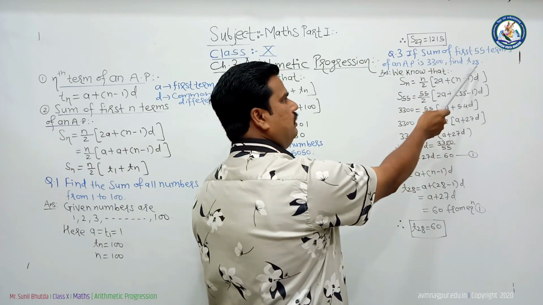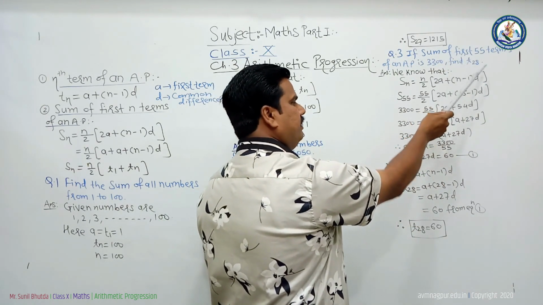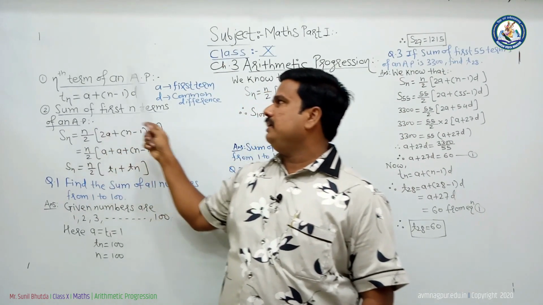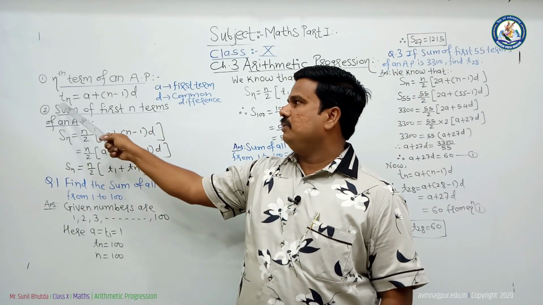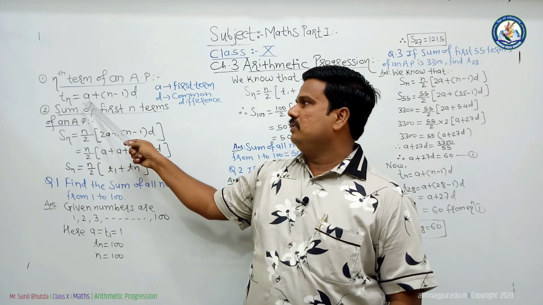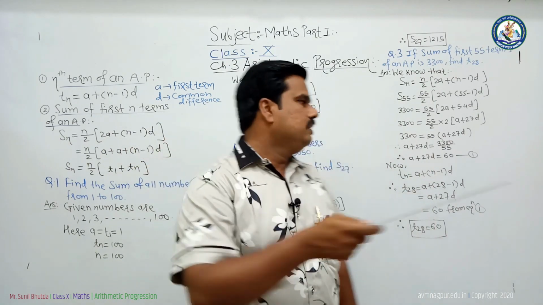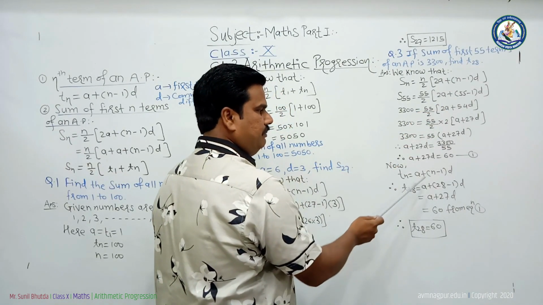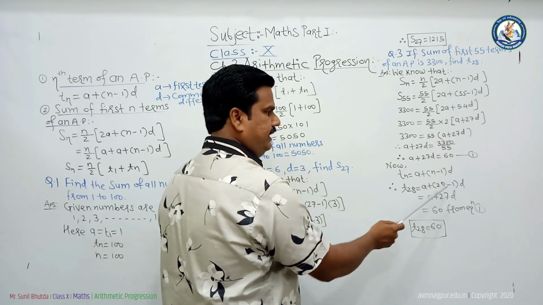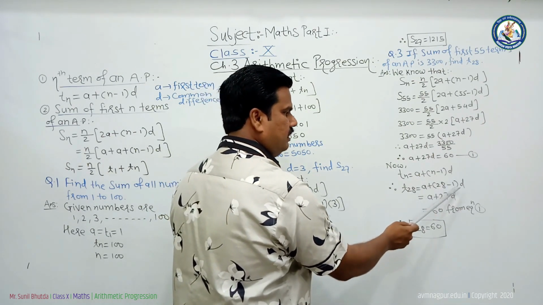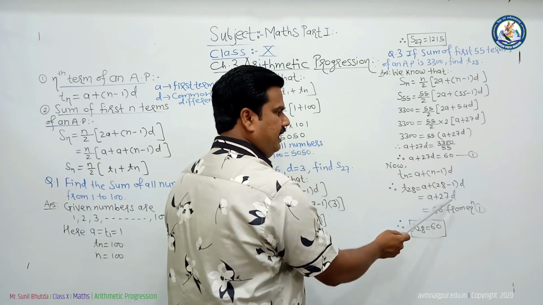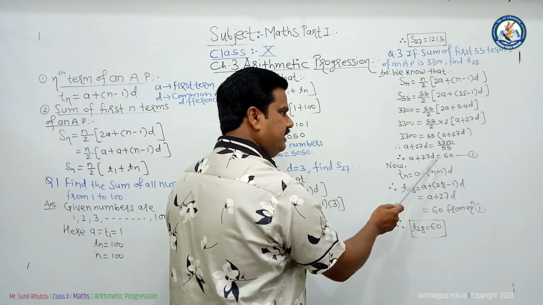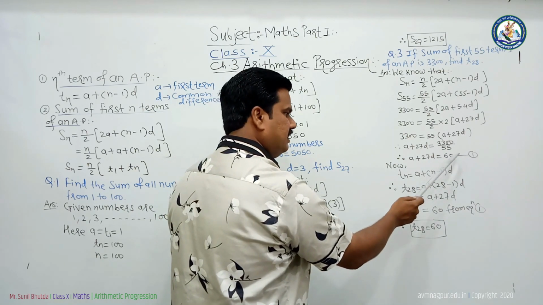But I have to find out T28. Therefore I will write down the formula to calculate Tn. What is Tn? Nth term of an AP. And the nth term of an AP can be calculated by using the formula Tn equal to a plus n minus 1 into d. Therefore put the value of n. n is 28. Therefore T28 will be equal to a plus 28 minus 1, which will give 27d. a plus 27d. But from equation number 1, what is a plus 27d? The value of a plus 27d is 60.